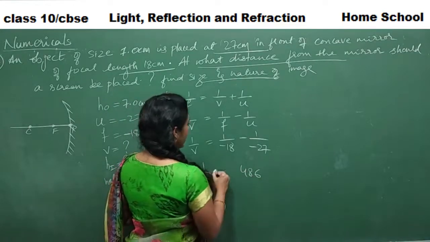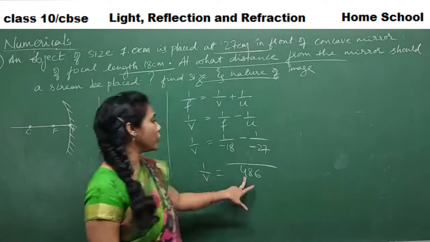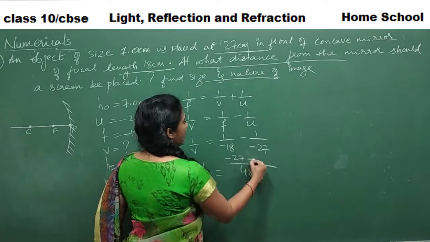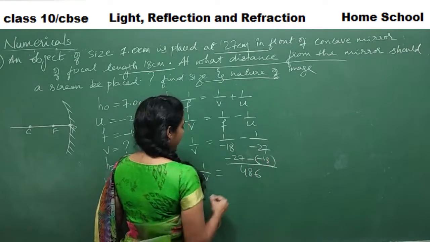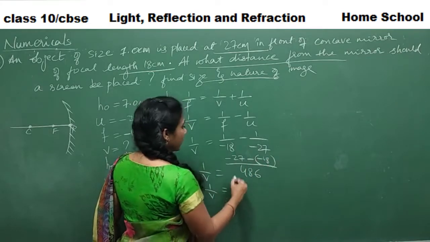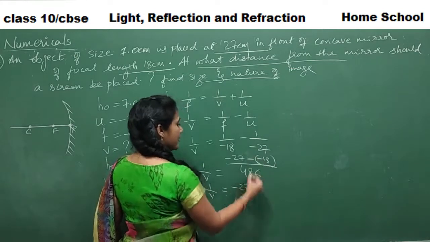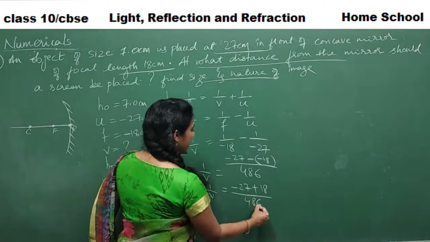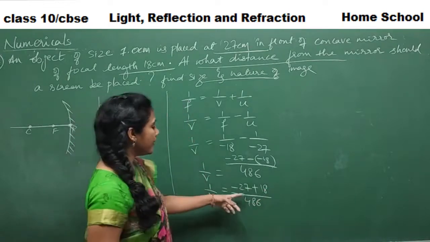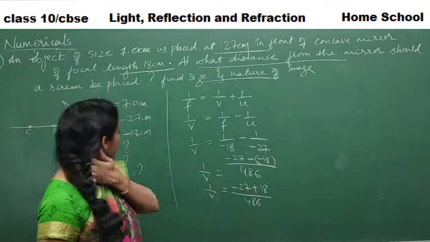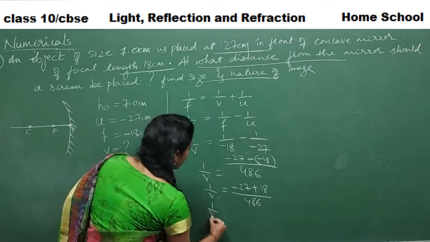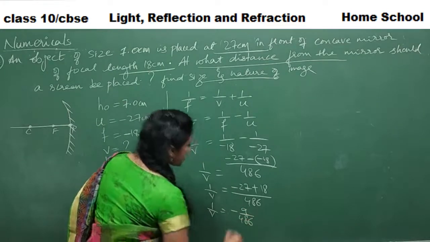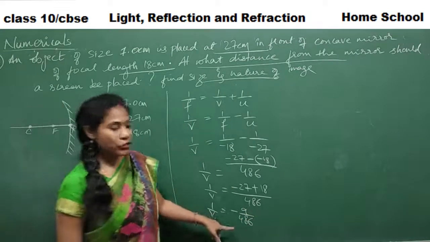Right, so 1 by V is equal to 486 in the denominator, and in the numerator it is minus 27 minus of minus 18. So 1 by V is equal to minus 27, minus into minus is plus, so plus 18, divided by 486. So 27 minus 18 is how much? 9, right? So 1 by V is equal to minus 9 by 486. Clear?